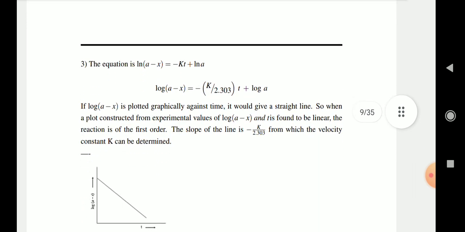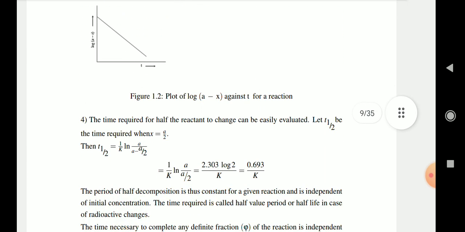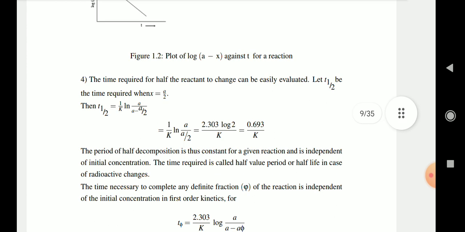Third, the equation is ln(A minus x) is equal to minus kt plus ln A. So log(A minus x) is equal to minus k t/2.303 plus log A. If log(A minus x) is plotted graphically against time, it would give a straight line. So when a plot constructed from experimental values of log(A minus x) and t is found to be linear, the reaction is of the first order. The slope of the line is minus k/2.303, from which the velocity constant k can be determined.